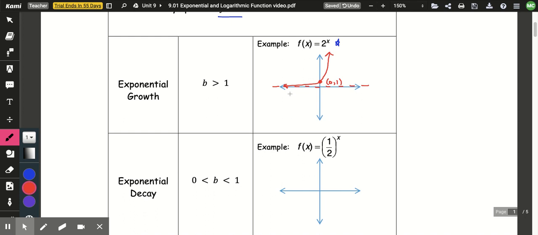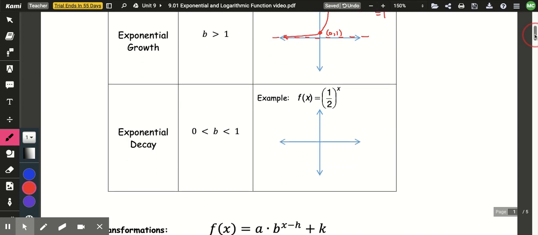All right, so you can see from the graph that all of the y values on the curve are above the x-axis, which matches up with the range that we had there, that the y values are all greater than 0. The reason that 0, 1 is your y-intercept is because if you put in 0 in place of x in this function, it would say 2 to the power 0, and anything to the power 0, of course, is 1.